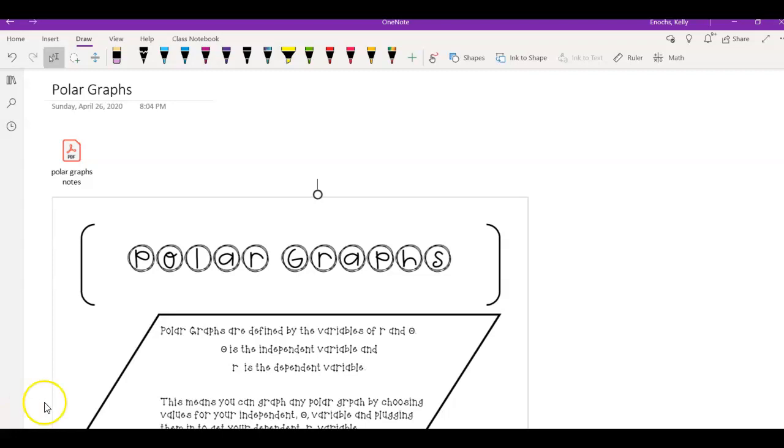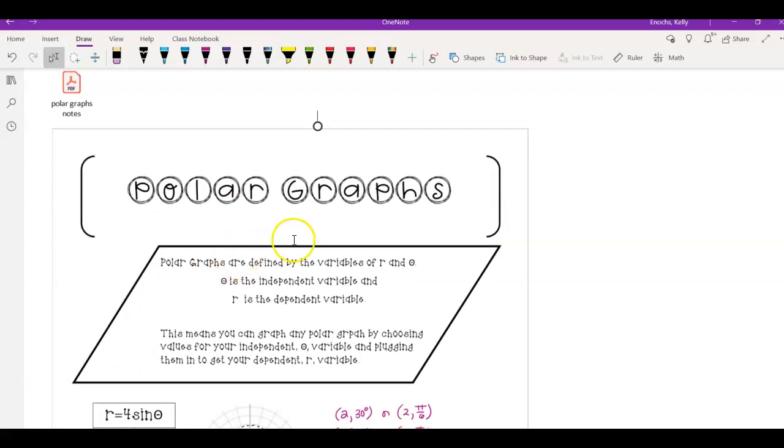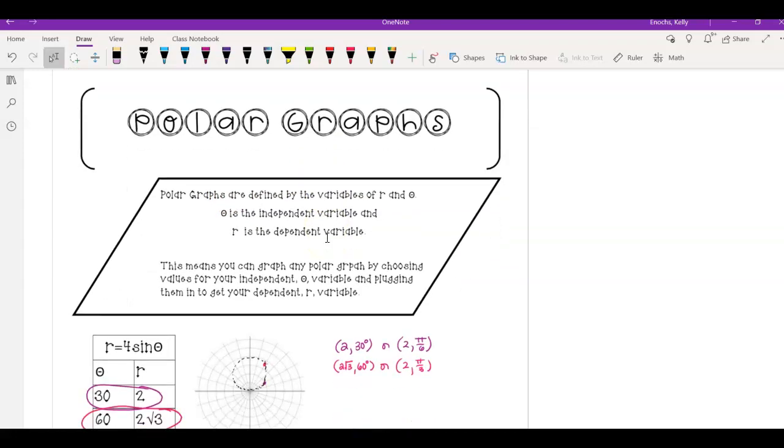So every polar graph has two variables, the r variable and your theta variable. Your theta is going to be your independent variable, and your r value is going to be your dependent variable. So you're going to put those in and figure out what they are, and then you're going to graph each of those points. And then once you graph all those points, you connect them, and that gives you your graph. So pretty easy as long as you understood how to graph coordinate points, polar points, sorry.